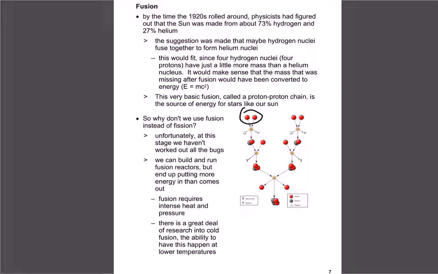So why don't we just use this all the time? Well, we haven't figured it out yet to be efficient. So we can build reactors, but it costs more energy than it is to come out. And the reason for that is we need lots of heat and lots of pressure to be able to fuse these things together. So the electricity and the heat that's needed to make it happen costs more than the amount of energy that we're actually producing.